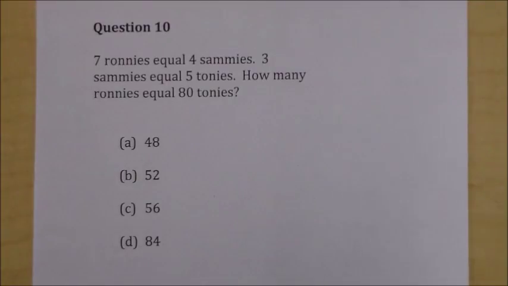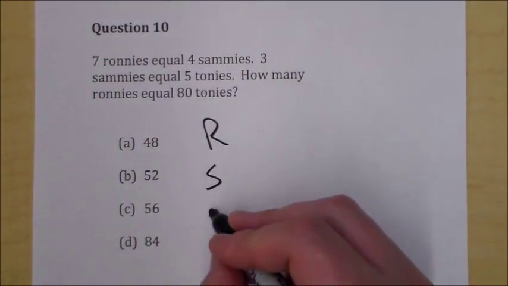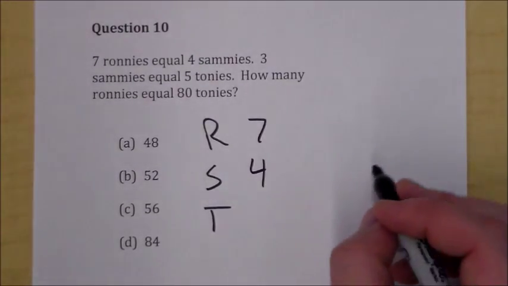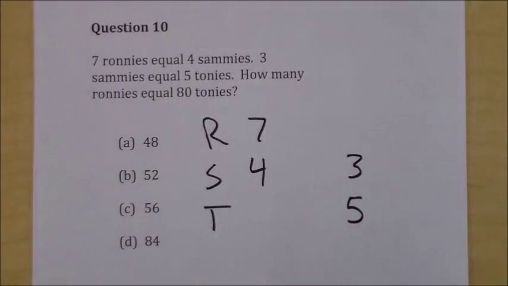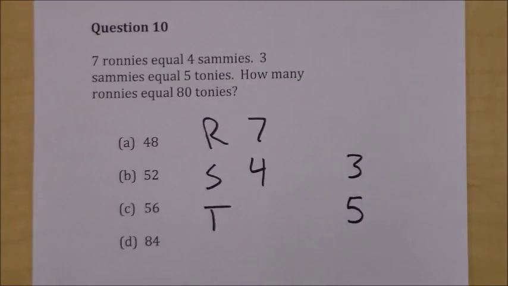Okay, question 10. 7 Ronnies equal 4 Sammys, 3 Sammys equal 5 Tonys. How many Ronnies equal 80 Tonys? Okay, so we have Ronnies, Sammys and Tonys. We have 7 Ronnies equal 4 Sammys, and 3 Sammys equal 5 Tonys. And what we need to do is figure out how many Ronnies per Tony, and then we can figure out how many Ronnies per 80 Tonys.